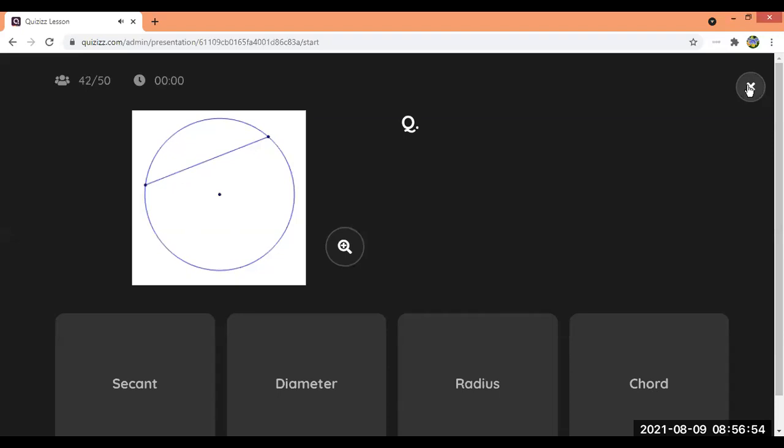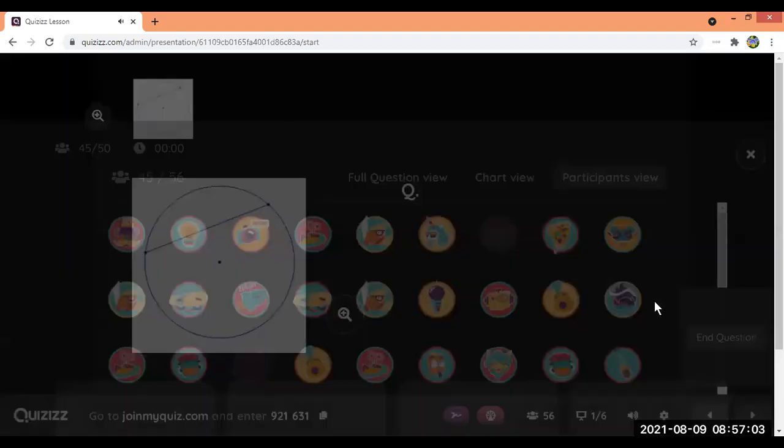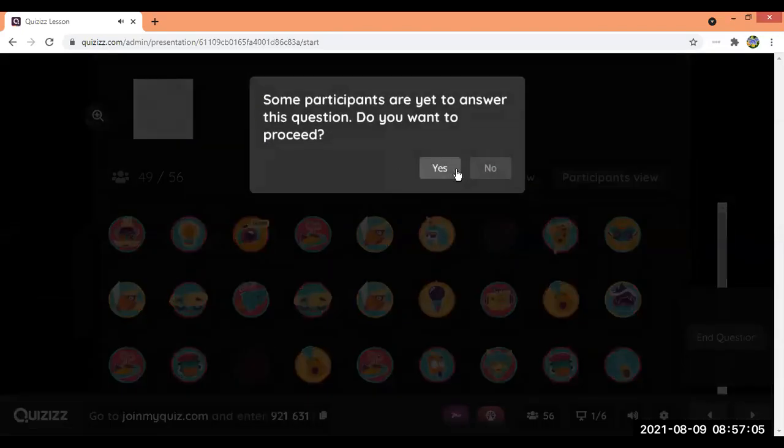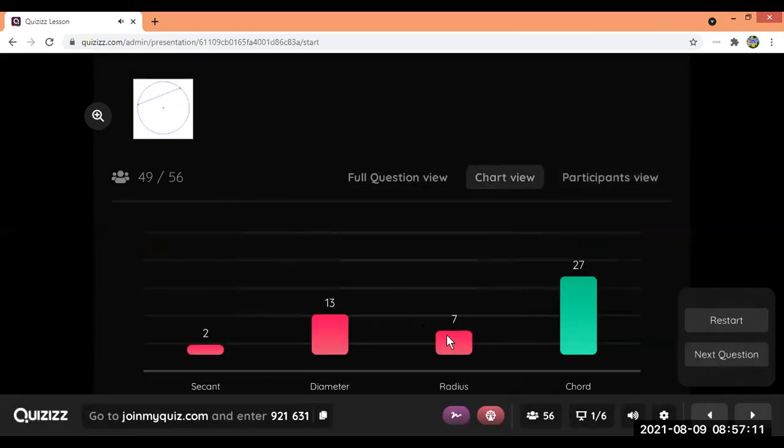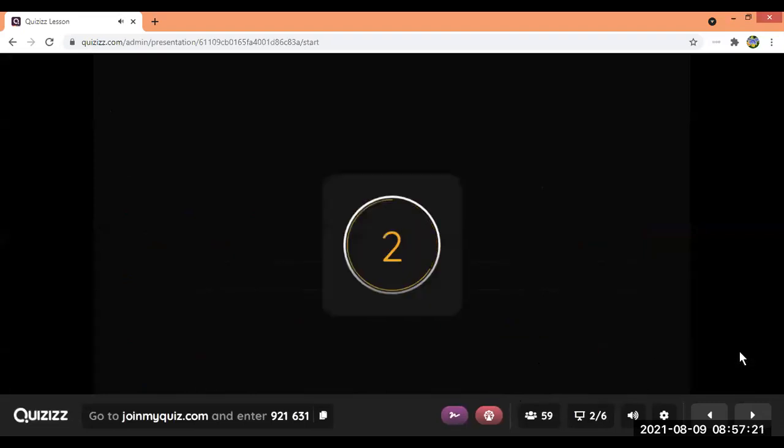10 more seconds. And let's check how many of you got it right. That is the image of a chord. Okay, so a line segment which joins any 2 points on a circle, it is called as a chord. All right, 27 of you have got it right. Let us look at next one.